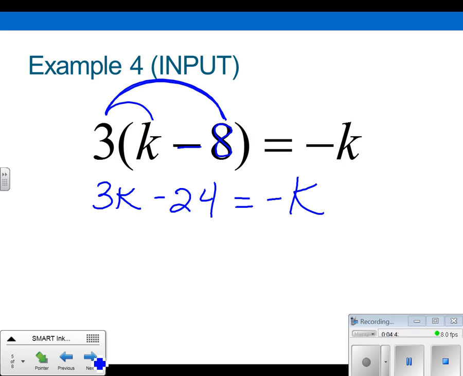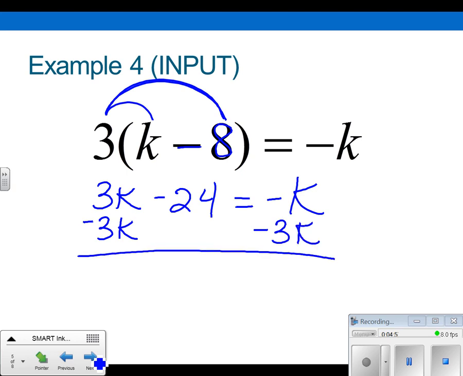So I want to move 3k over to the right side so it's combined with the opposite of k. So to get rid of 3k, I'm going to subtract 3k from both sides. This is 0. So now I'm left with negative 24, which is the same as, now you've got the opposite of k, which we know if there isn't a number there, it's negative 1.